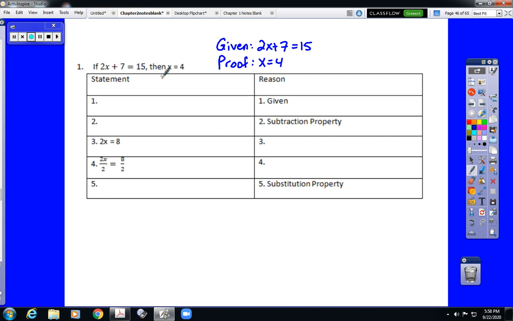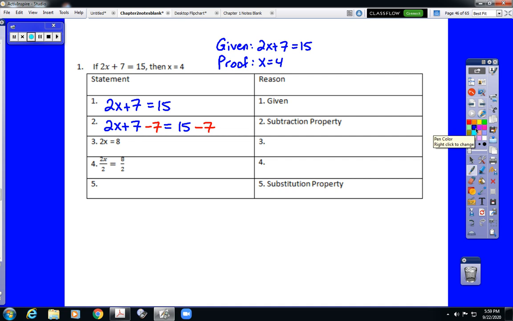Every proof starts exactly the same way, by stating the given information. So the first statement should once again be us stating that 2x plus 7 is equal to 15. Now if we're solving this in an algebra class, we would start by subtracting 7 from each side of the equation. In a formal proof, we would need to show that step. So we would write it out as 2x plus 7 minus 7 equals 15 minus 7.